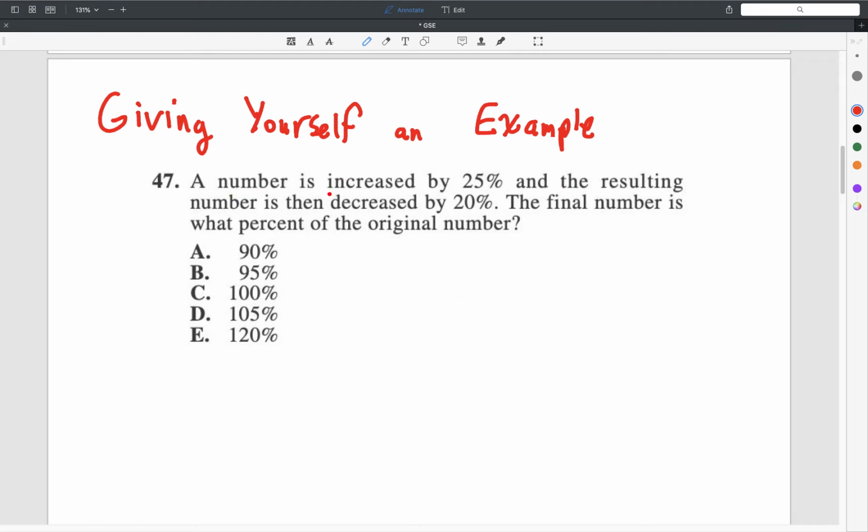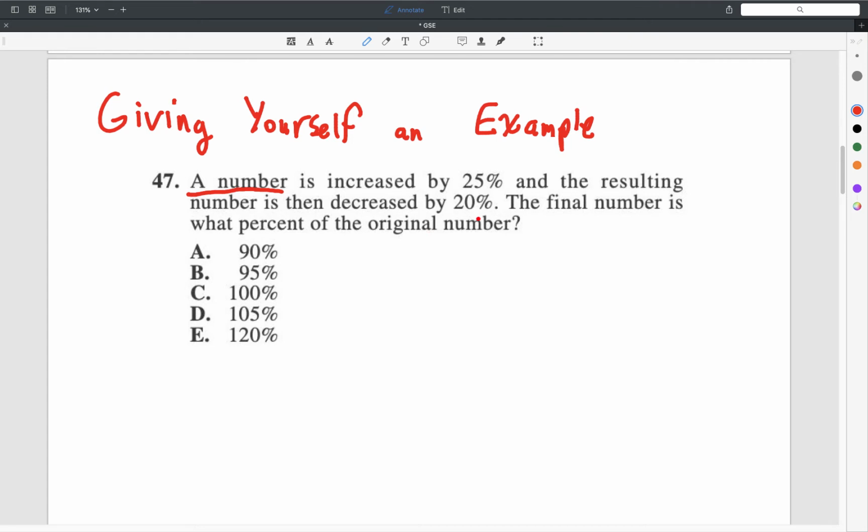So this question says that a number is increased by 25%, and the resulting number is then decreased by 20%. The final number is what percent of the original number? Okay, so in this question, are they giving us an actual number to work with here? They are not. All that they're saying is that a number is increased and then decreased. So since they're being very general, this is a situation where we could give ourselves an example.